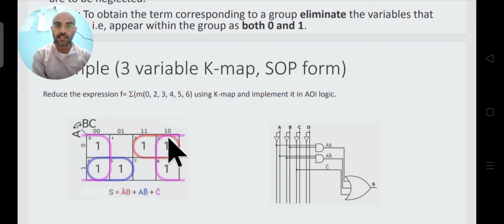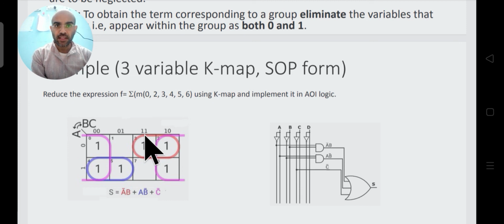Okay, so start with the highest group and move on to the lower groups. So you see, corresponding to this particular group, if we form this group, this will be a pair, and if you see, A is the same, B is the same, and C is changing. So for this particular group, C will be dropped.